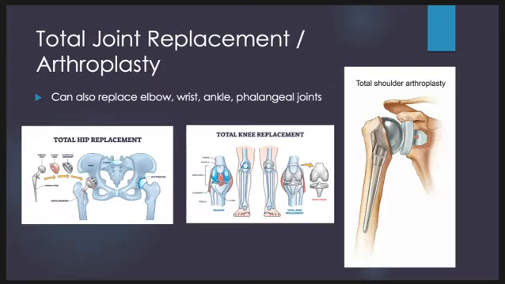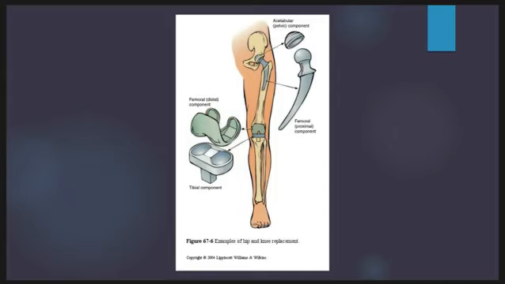Okay, so here we have examples of total joint replacements or arthroplasty. The shoulder and hip look a little similar due to both having a ball and socket joint. If you notice, the knee is a hinge joint. So here we have the hip and knee joint replacements depicted again.